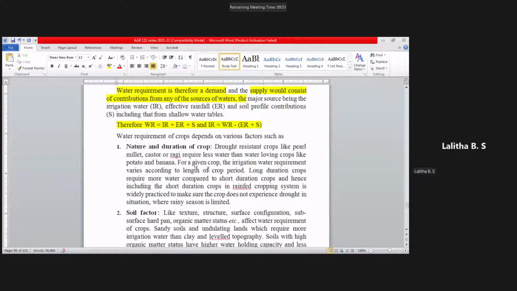For a given crop, within the crop also, take rice, as I told you, the duration of the short duration variety is from 110 to 120 days, and the long duration variety is 180 to 190 days. Definitely a 100 to 120 day, 3 months crop requires less water when compared to a 6 months crop.